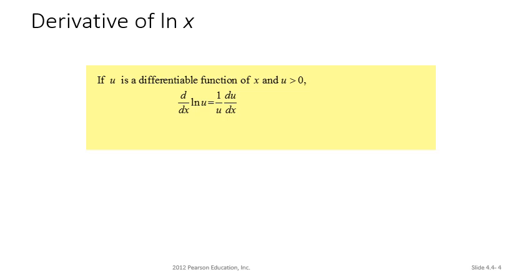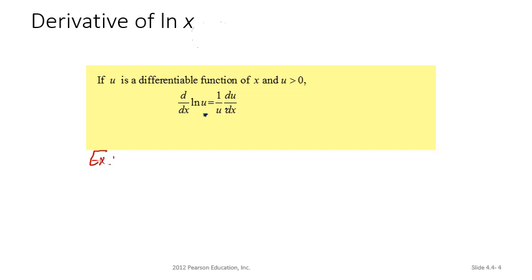Now, the derivative of ln x. The derivative of ln of a function is 1 over the function at the front of the ln, multiplied by the derivative of the function. So it's the reciprocal of the function, multiplied by its derivative.